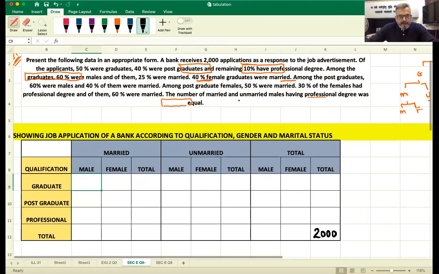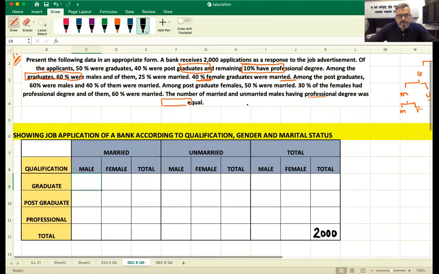Of the applicants, 50% were graduates. Now 50% of 2000 are graduates, so 1000 are graduates. 40% were postgraduates, so 40% of 2000 is 800. And 10% have a professional degree, so that is 200.